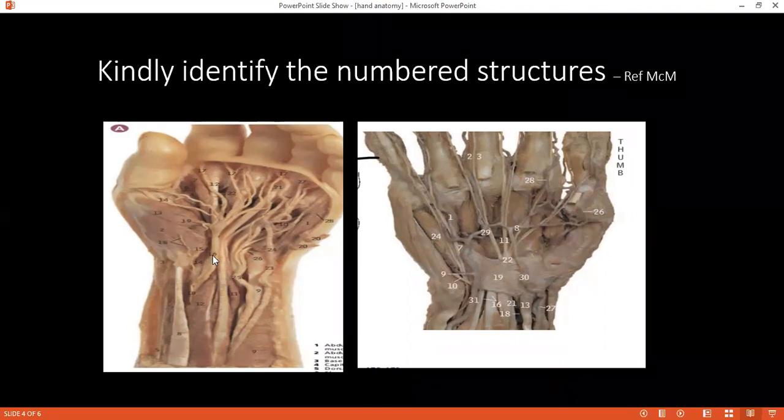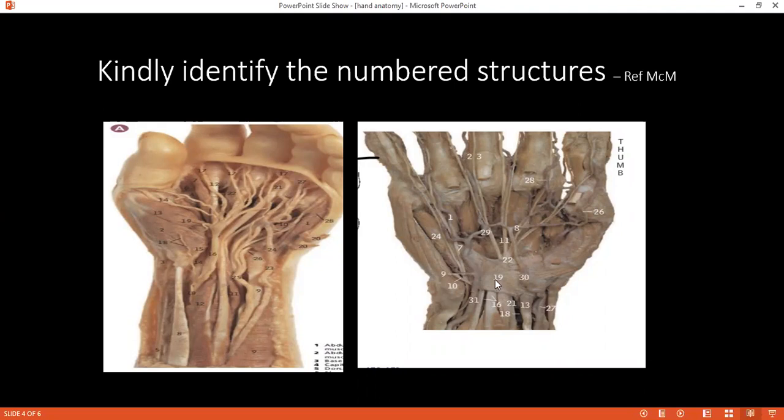25 is the ulnar artery. And 16, please. 16 is the radial artery. Okay, moving on to the right hand side image.